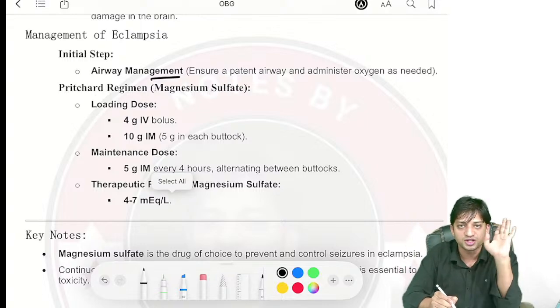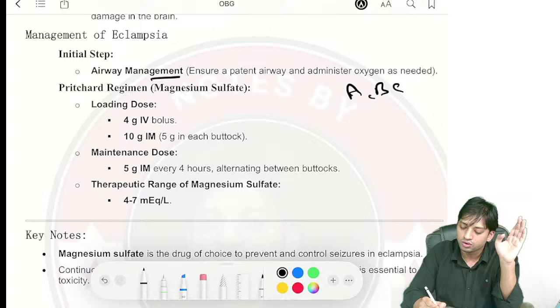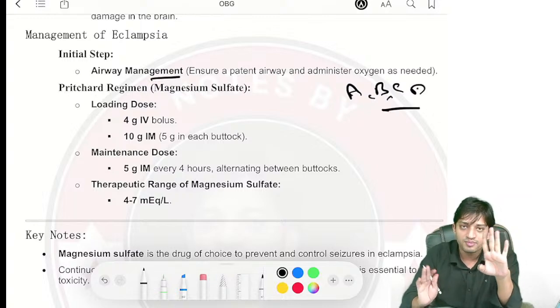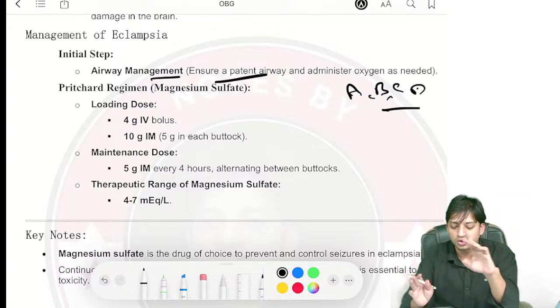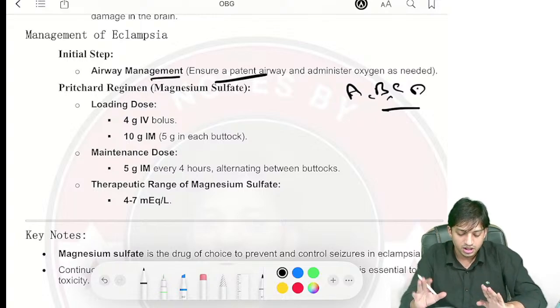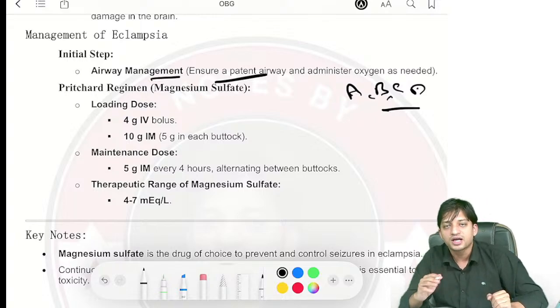First of all, airway management. ABCD criteria, you already know. You have studied it in surgery, right? Airway management will be the first step. Now, ensure the airway and administer oxygen as you need. After that, for management of eclampsia, what will you do?